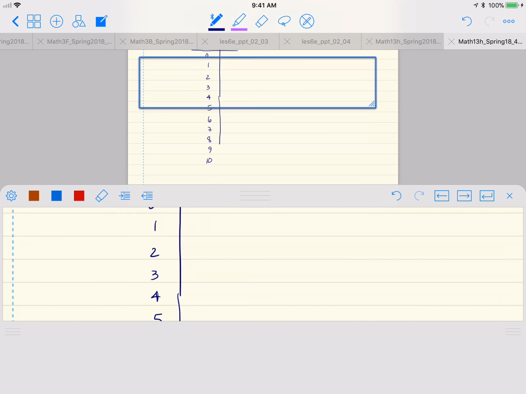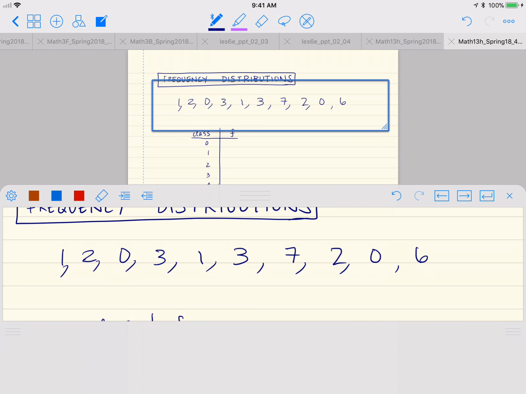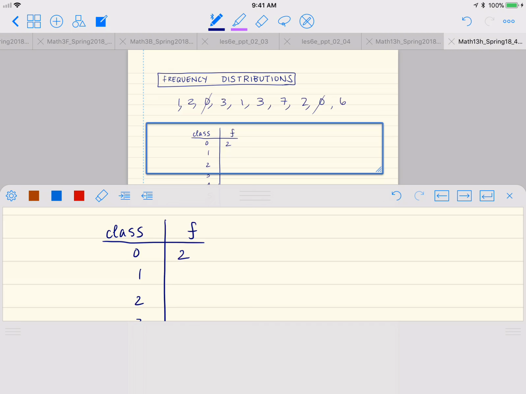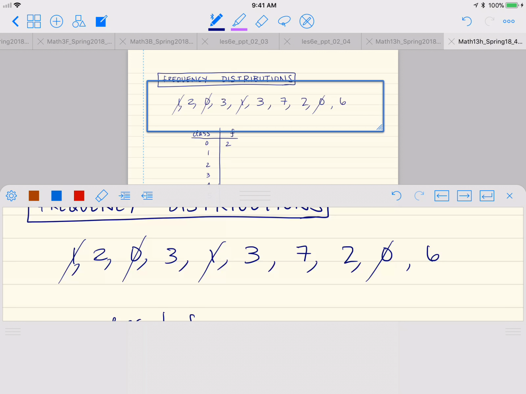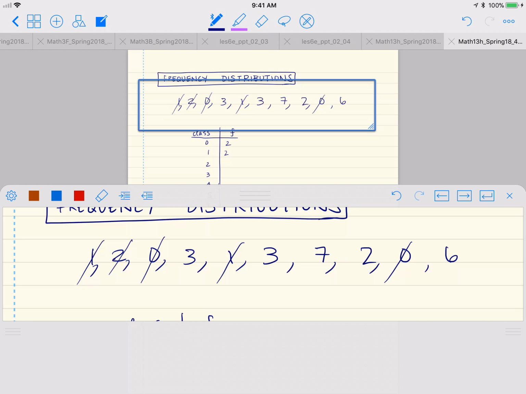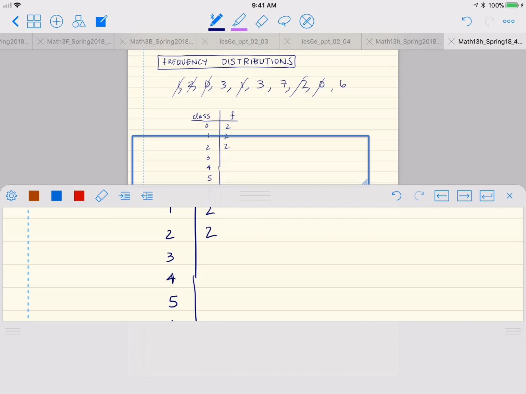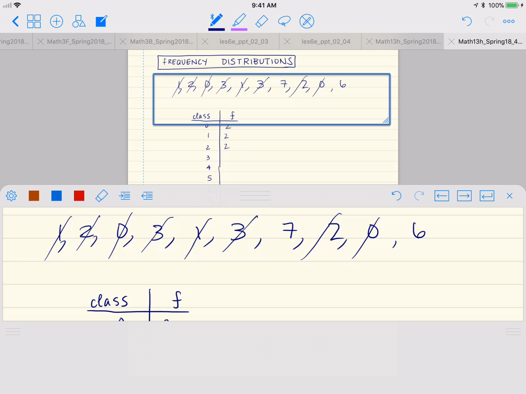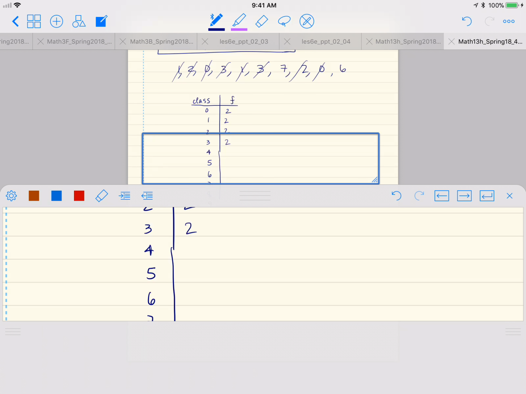Right? And now we say, well, how many zeros do we have? 1, 2. Okay, so our frequency of zeros is 2. How many ones do we have? 1, 2. We have 2 ones. How many twos do we have? 1, 2. 2 twos. Okay, how many threes do we have? 1, 2. 2 threes. How many fours?